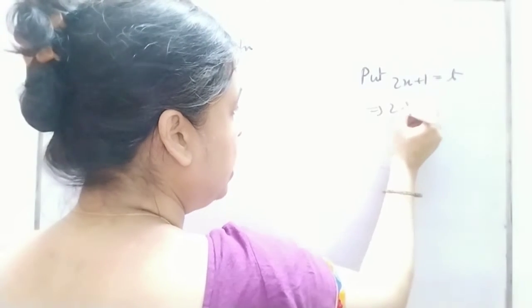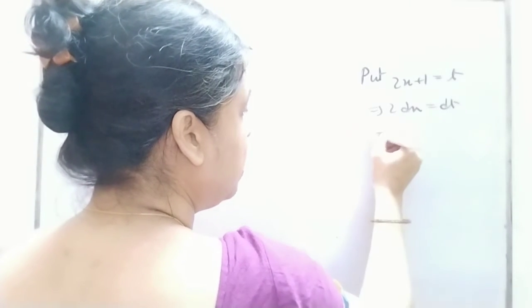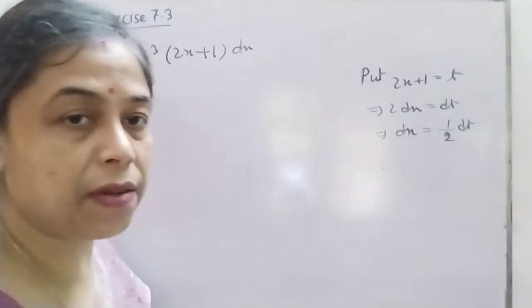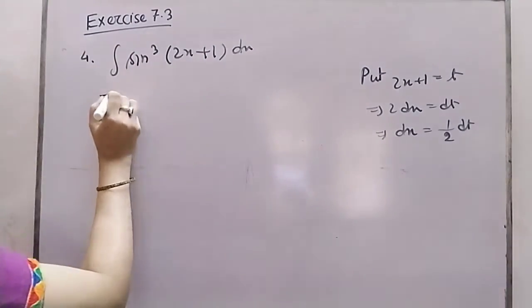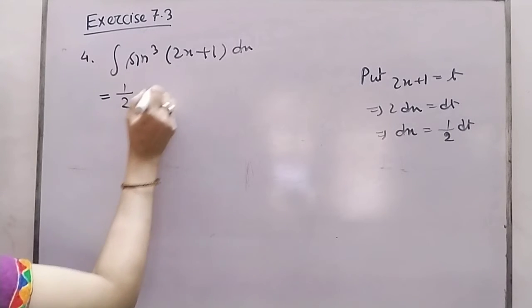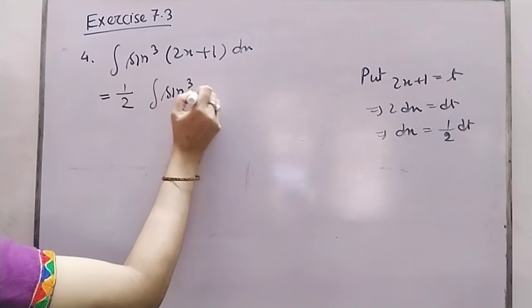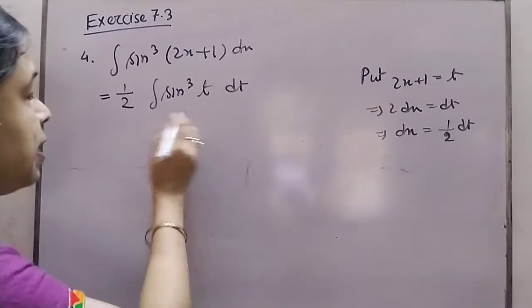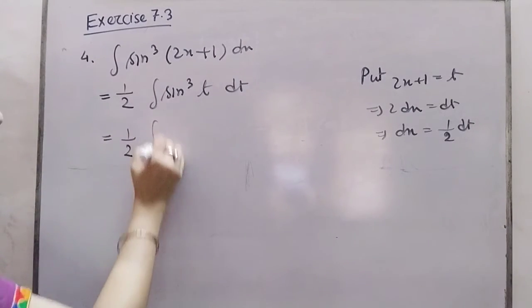So 2 dx is equal to dt. These are obvious to you now. Half is constant, so it comes out. It becomes sine cube t, and dx is dt. Half I have written outside. So sine cube t. How to do sine cube t formula?